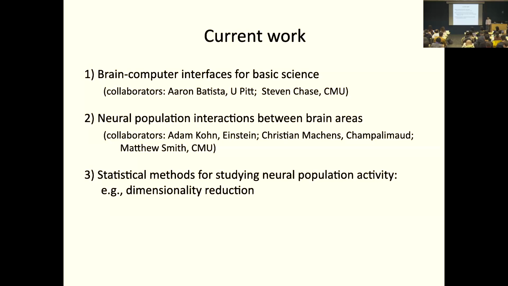And then the third group of projects involves statistical methods for analyzing large-scale neural recordings, such as dimensionality reduction, dynamical systems, latent variable models, et cetera. What I'd like to talk about here today is the first category.